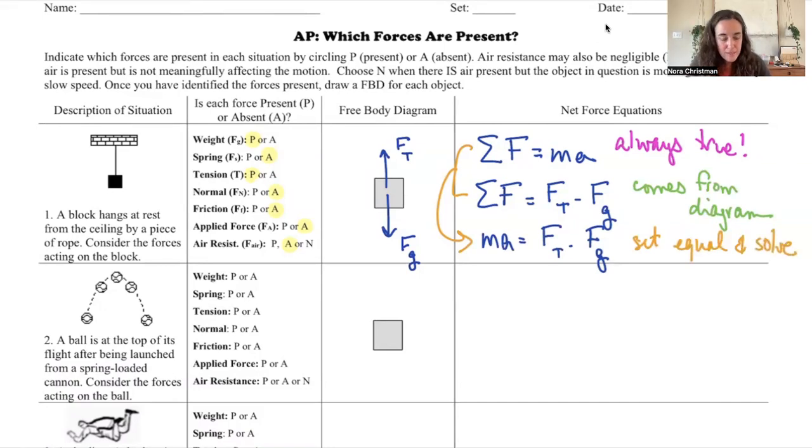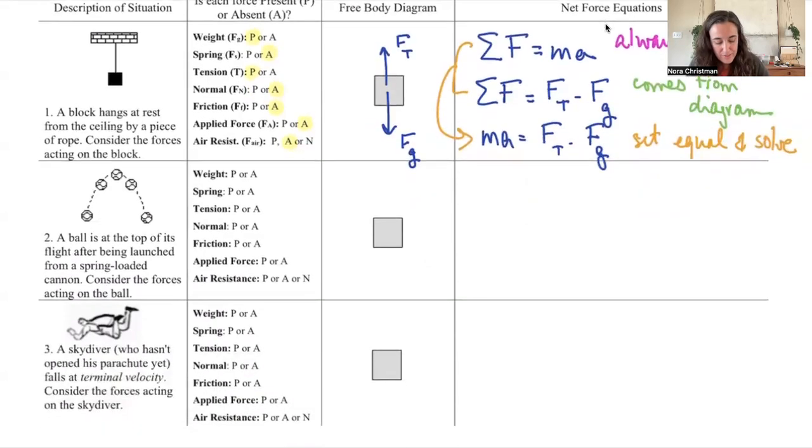All right, moving on. Number 2, a ball is at the top of its flight after being launched from a spring-loaded cannon. We're specifically considering the forces at the top of the flight, so right here. So I purposefully made this a little bit of a trap. Certainly there's a gravitational force, and the word spring does show up in the problem, but that's not acting on the ball anymore. When we draw a free body diagram, we are only concerned with the forces currently acting, not what happened in the past and not what's going to happen in the future.